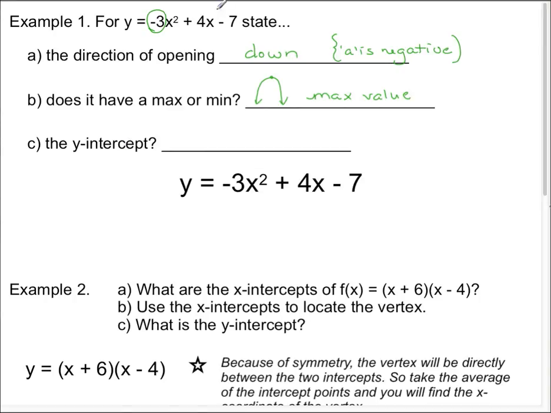And the y-intercept, remember we can get the y-intercept from here. The y-intercept is -7, and this is our c value. So this gives us our y-intercept, and this tells us the direction of opening. It also gives us our stretch factor, but we can't graph it unless we know where the vertex is.